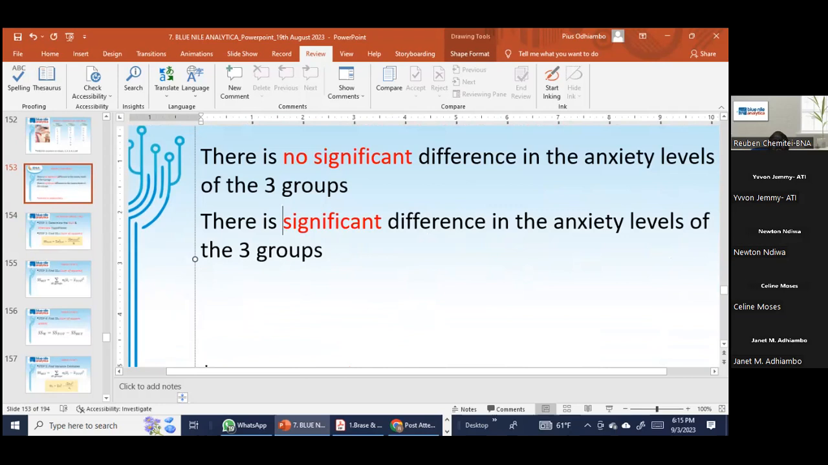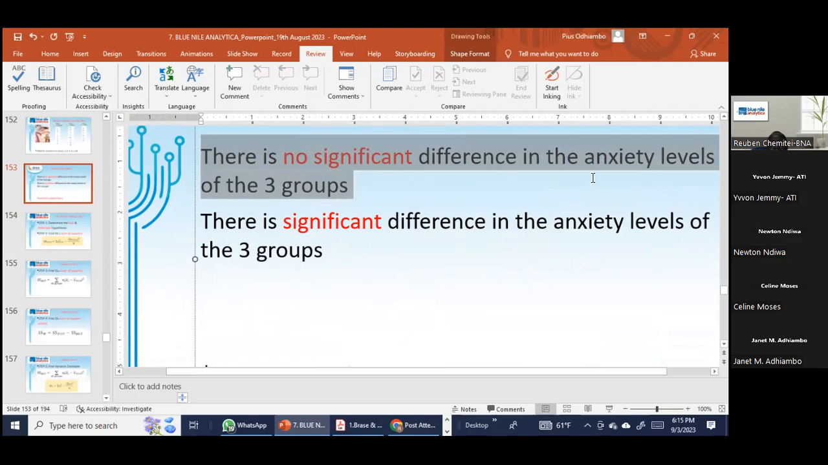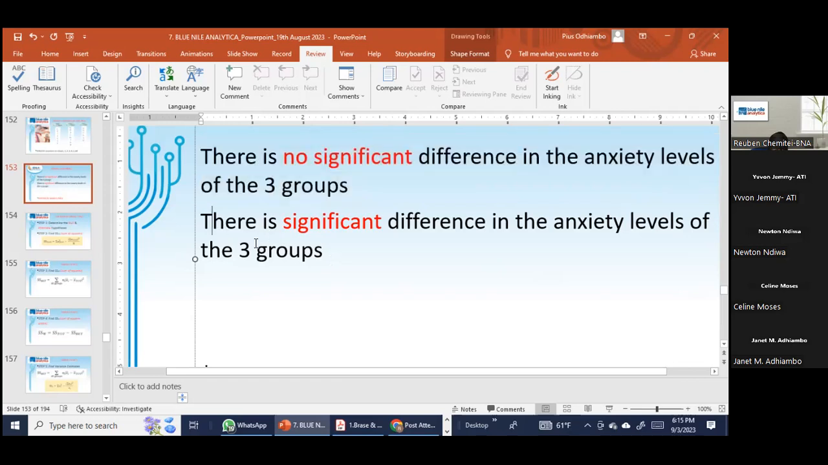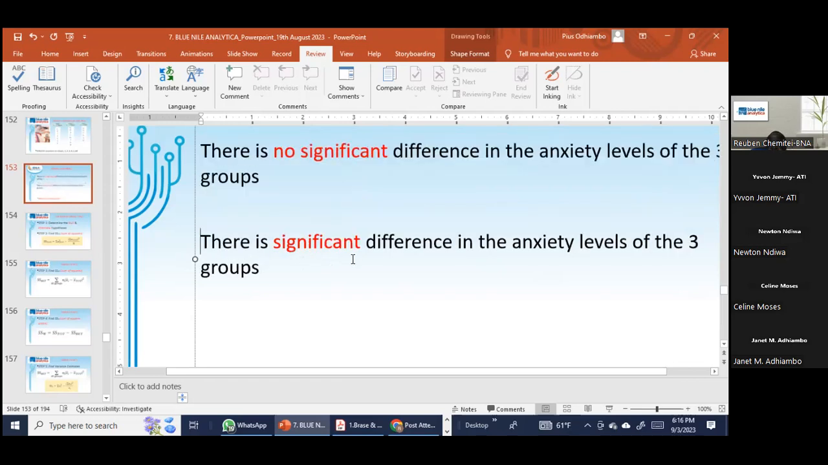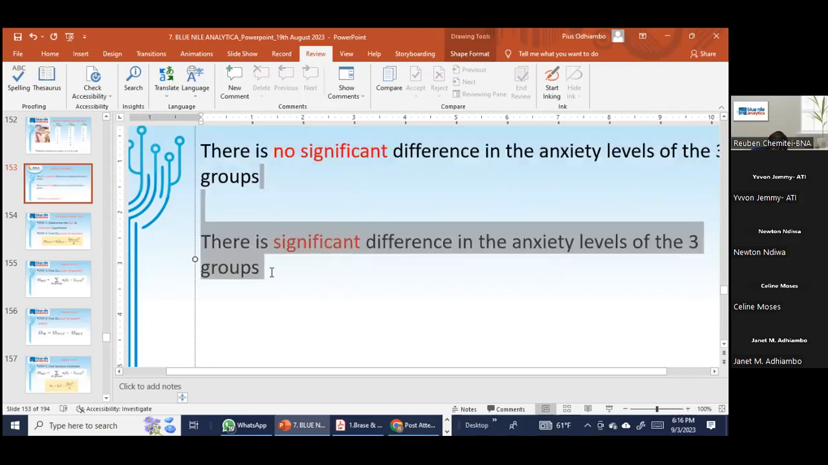So the first one here is the null hypothesis, which is saying there is no significant difference in the anxiety levels of the three groups. The alternate hypothesis will say otherwise: there is significant difference. So in the event that you reject the null hypothesis, you are going to pick the alternative hypothesis. But if you do not reject, then you simply conclude that there's no significant difference in the anxiety levels of the groups.